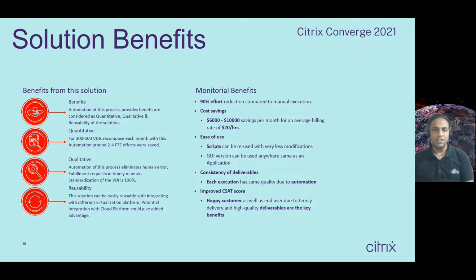With this solution, we can reduce 90% of the efforts, and considering a base billing rate of $20 per hour and 300 to 500 VDI recompose requests per month, we can easily save around $6,000 to $10,000 per month with this automation. The automation is very easy to use. The GUI version is simply like any other application wherein we have to put in the details and run it as an application. The automation gives us a consistency of deliverables, and overall it results in a happy customer with improved CSAT score.